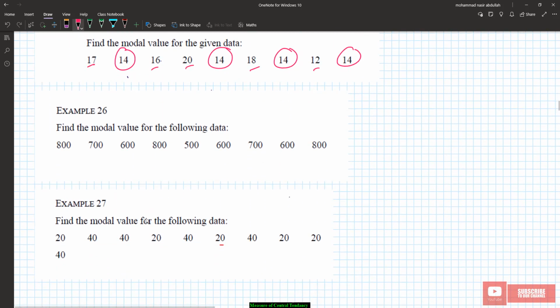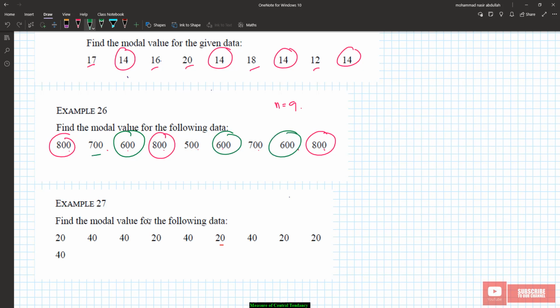So let's look at example number 26. In example 26, we have 1, 2, 3, 4, 5, 6, 7, 8, 9. So n is equal to 9. Here we have 800, 1, 2, 3. And we have 600, 1, 2, 3. 700 appears one time, 500 only 1 time. So here we have 2 modes, which are 600 and 800.